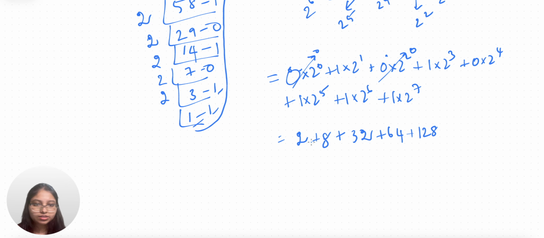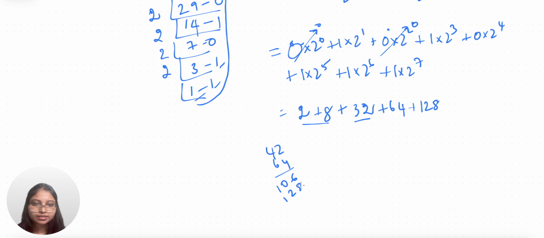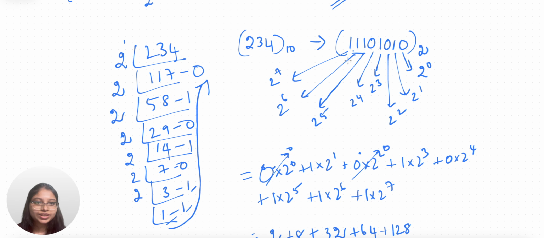So if you add, this is going to be 10, and then you have 32, which is going to be 42. So 42 plus 64 is going to be 106, and then 106 plus 128, which is 234.